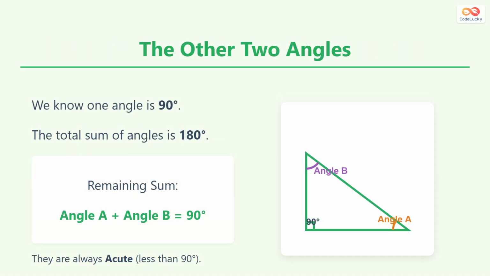We know that one angle is 90 degrees and the total is 180 degrees. This means the other 2 angles must add up to 90 degrees. These 2 angles are always acute, which means they are each less than 90 degrees.